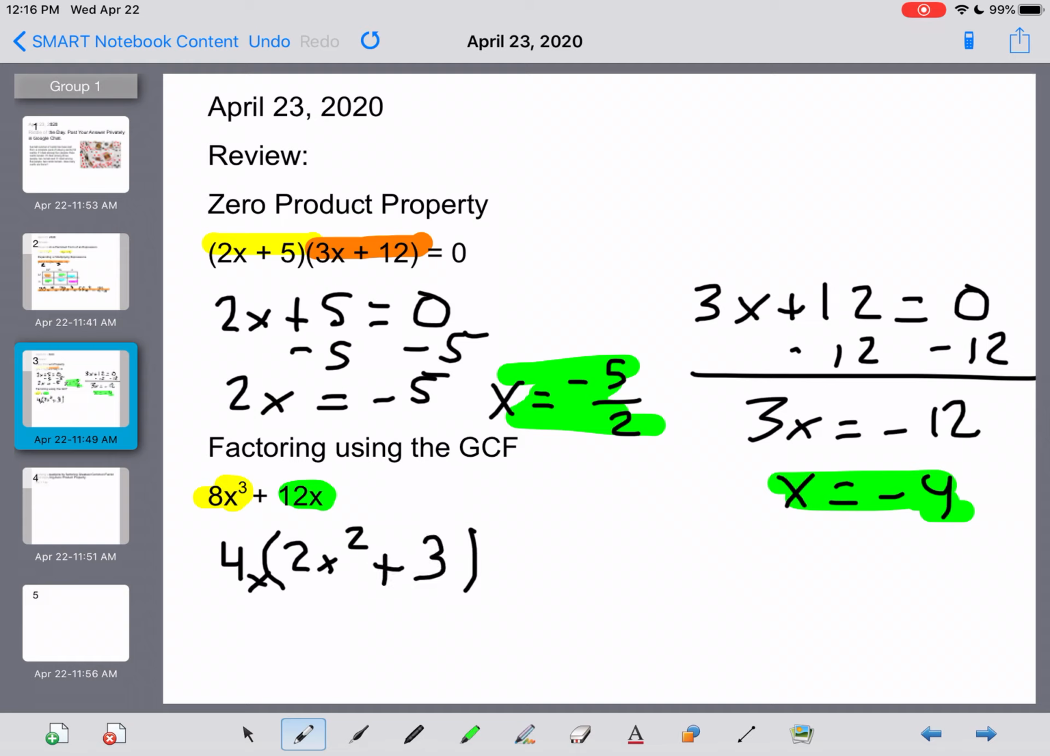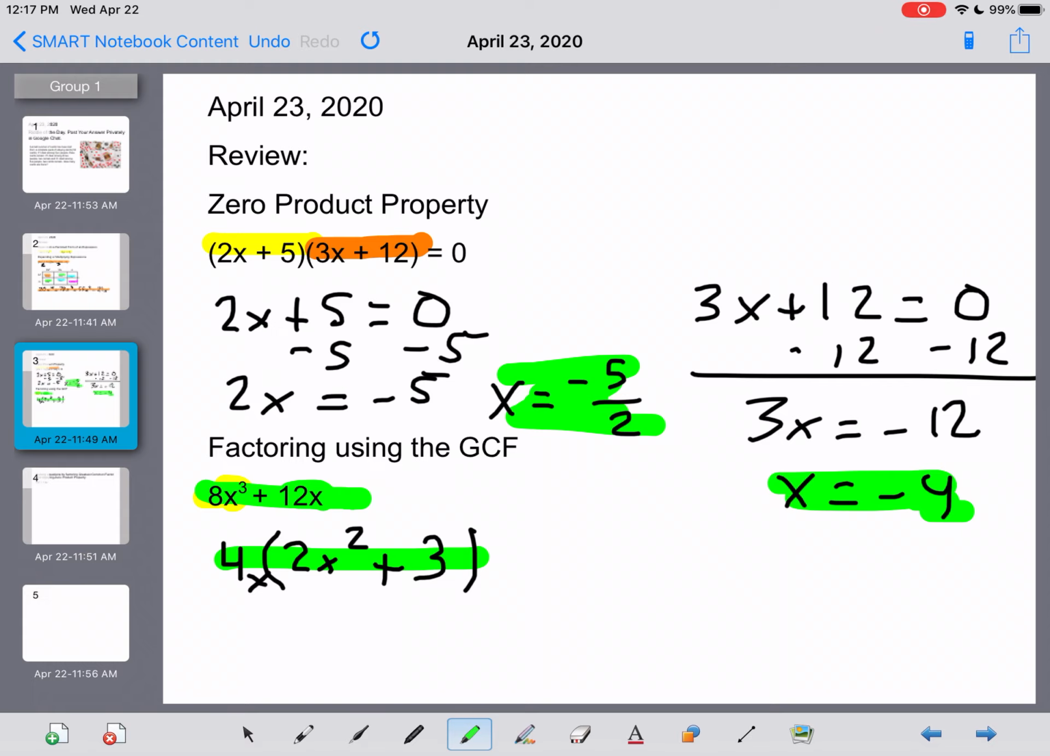All right, here we go. So now we have 4x times 2x squared plus 3. And that is in factored form now. So we know that this expression here is the same as this expression here. And I always like to check it by just doing it in my head. 4x times 2x squared, yes, that's 8x to the third power, and 4x times 3 is 12x.